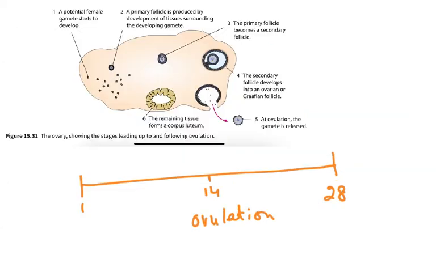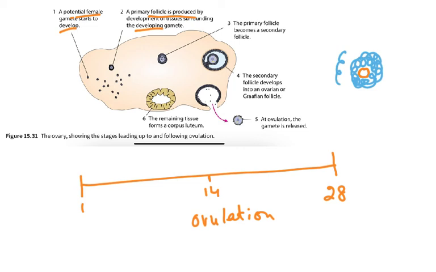Now, the two organs that we are going to consider in the menstrual cycle are the ovary and the uterus. Now, what is happening inside the ovary? It's very important that we understand it's only divided into two phases. The story in the ovary: first, a potential female gamete starts to develop. A primary follicle is produced by developed tissue surrounding the developing gamete. So we have the gamete in the center and the follicle cells around it. And this, of course, becomes larger and larger.